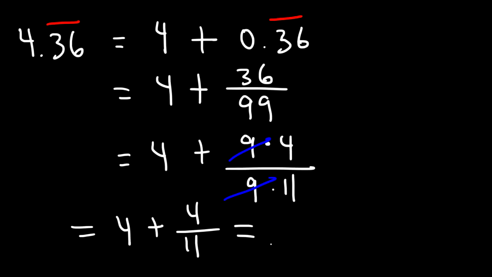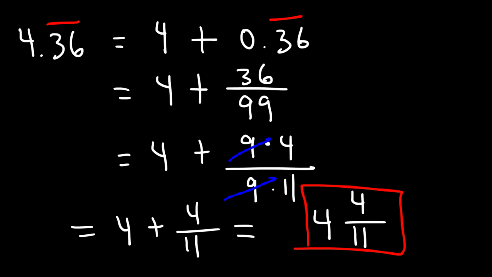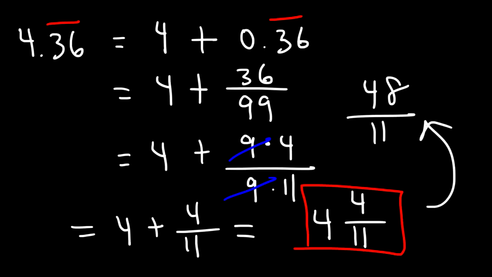So our answer as a mixed number is 4 and 4/11. Now, if you want to convert that into an improper fraction, you need to multiply 4 by 11, which is 44, and then add 4 to it, which will give you 48. And so that's a quick way to convert a mixed number to an improper fraction. So we can write our answer like this, 48 over 11, or 4 and 4/11.